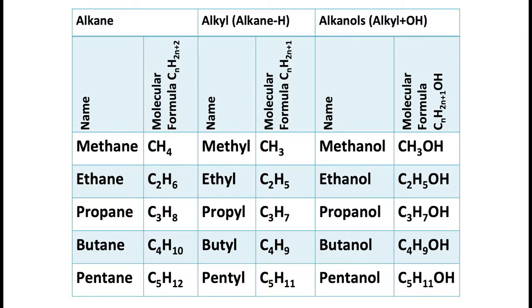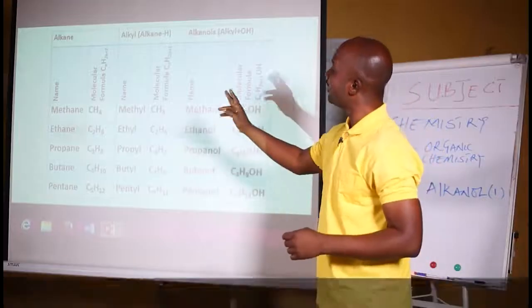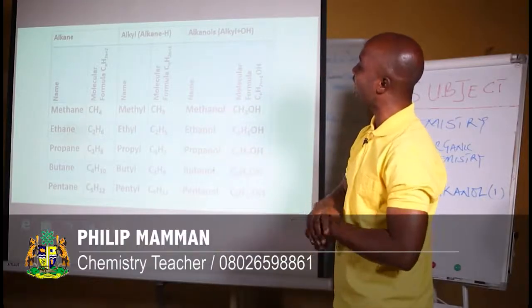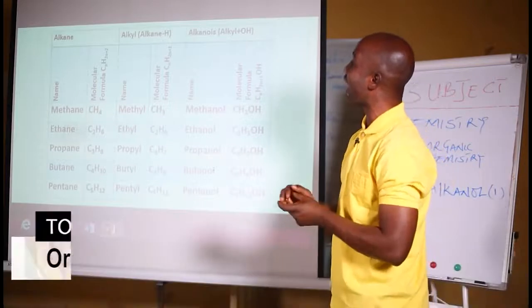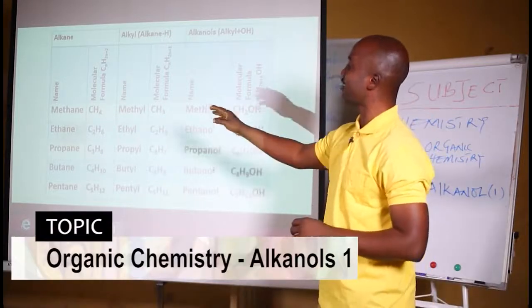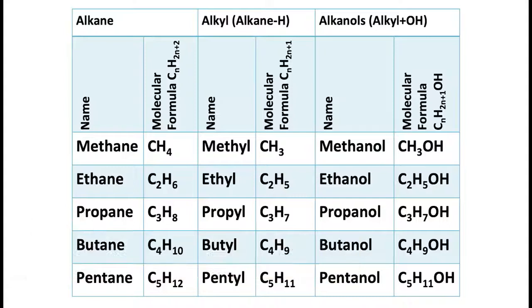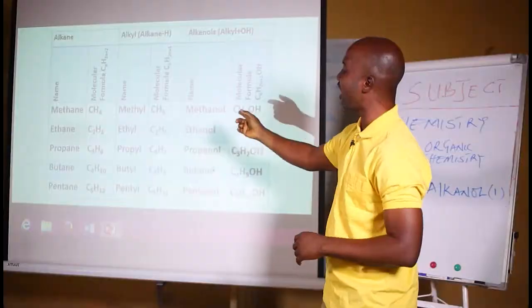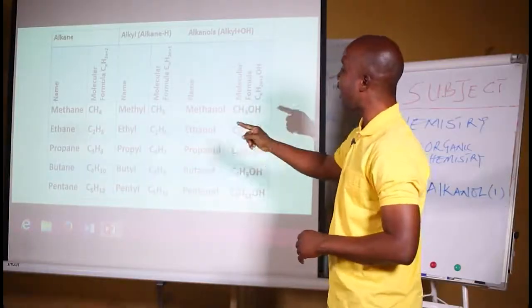But let's look at how you can come about it. Now, alkane has a formula of CnH2n+2. So you can get CH4 to be methane. If you remove one H from an alkane, you have an alkyl group. An alkyl group is CH3, and that is methyl. Then you have ethyl, propyl, butyl, and pentyl.